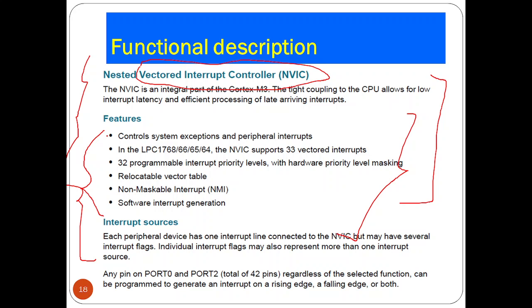this interrupt available. So control system exempted peripheral, 33 vector interrupts are available, 32 programmable interrupt priority levels, relocated vector table, non maskable interrupt, software interrupt. So these are the different categories of interrupts. There are different interrupt sources available again. When you play with this whole system, you will understand what the different types of interrupt sources available are. My voice is clear, screen is visible?